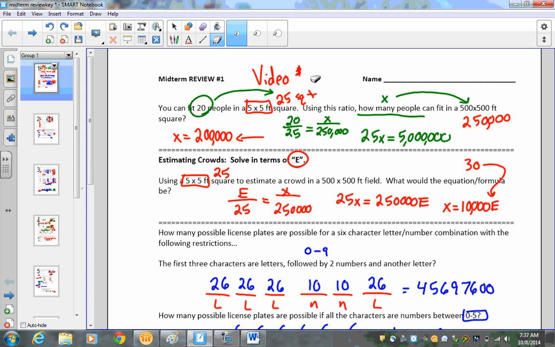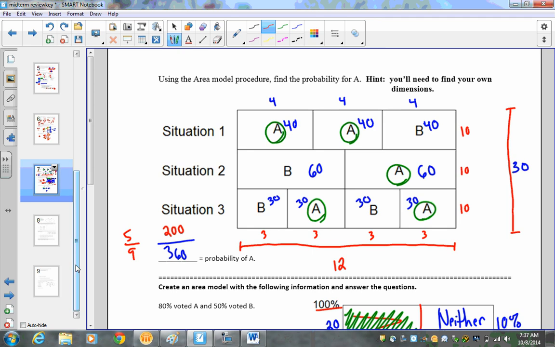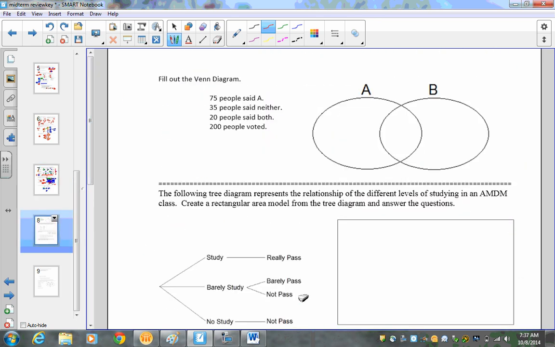All right, let's start video number 5. We left off with the Venn diagram, and now we are here, figuring out this Venn diagram.